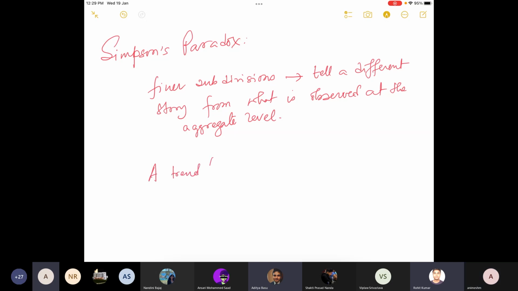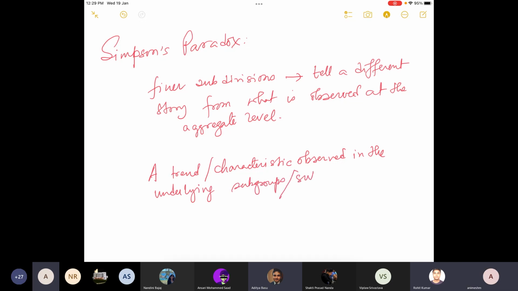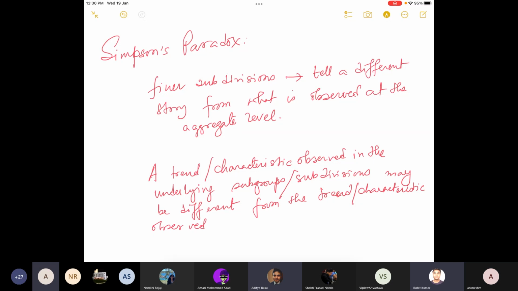A trend or characteristic observed in the underlying subgroups, subdivisions, may be different from the trend or characteristic observed at the aggregate level. Okay.